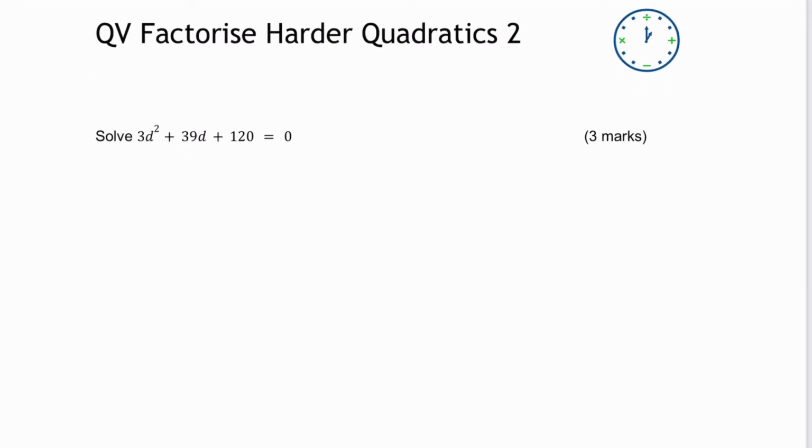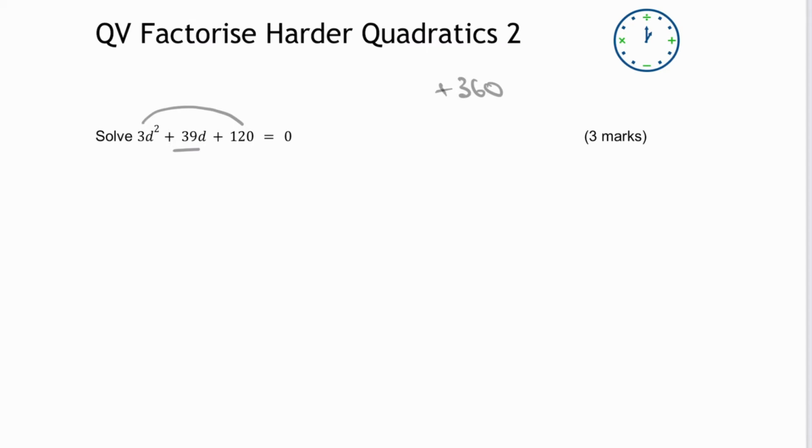Now, I'm going to treat it in exactly the same way as I have done before, but the numbers are just a little bit more difficult to deal with. Because if I look at 3 times 120, what I actually get is positive 360. And what I'm looking for is two numbers that when I multiply them together make 360, and when I add them together make 39.